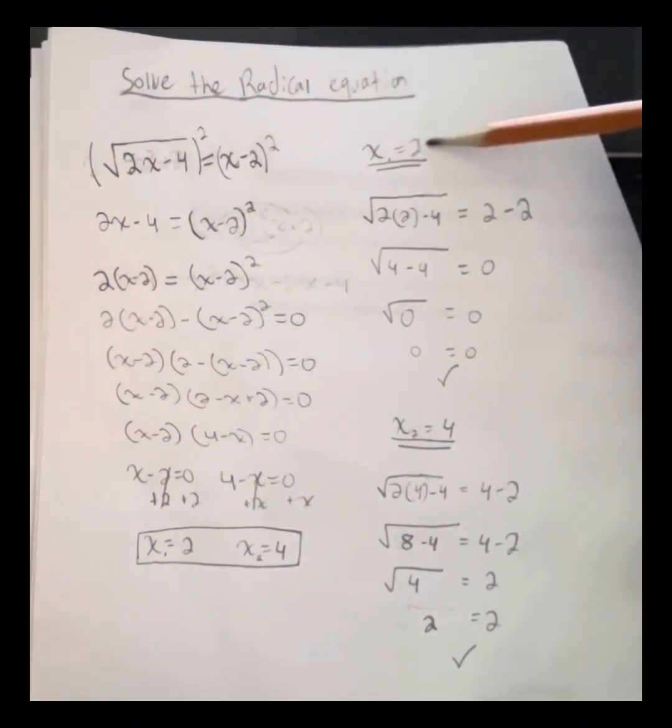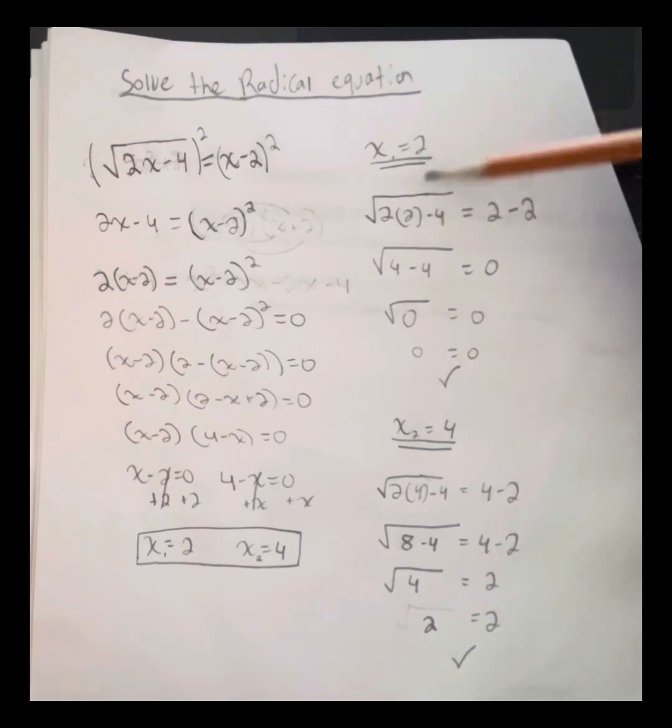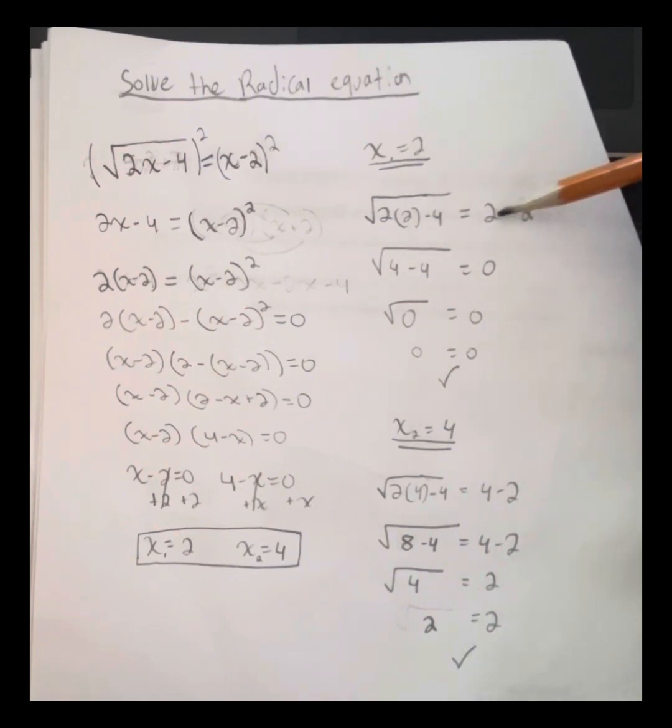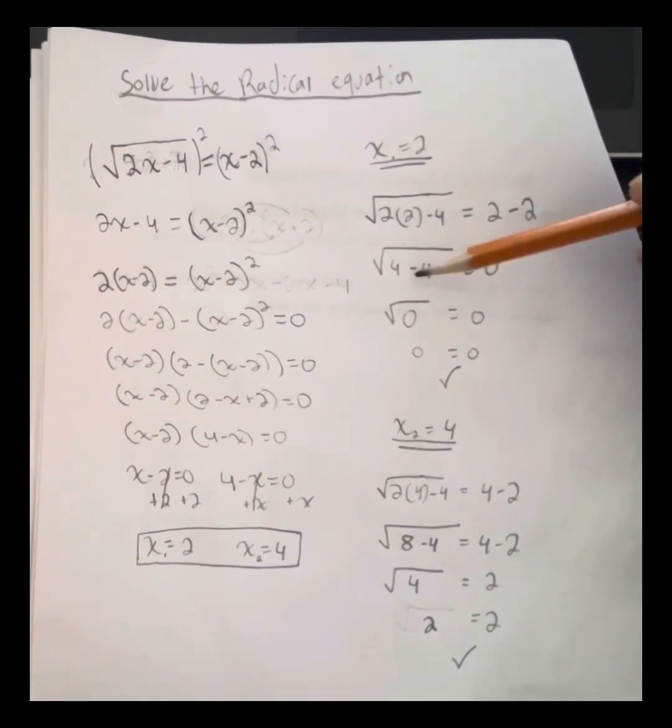So here we have to verify the solution. I'm going to plug in 2. So 2 times 2 is 4, minus 4 is going to be 0, and 2 minus 2 is 0, so it's going to be square root of 0 equals 0. So this one checks out.